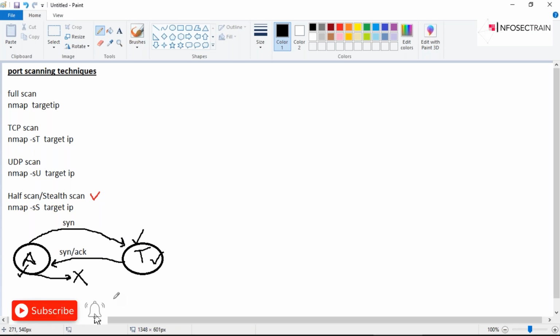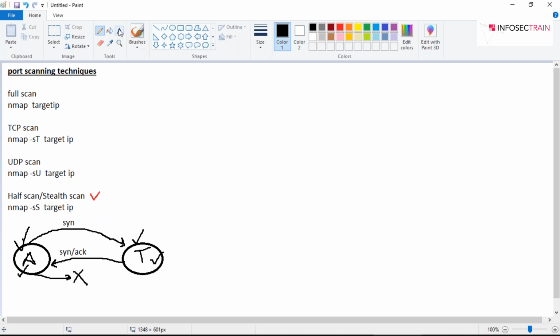Now the benefit of this is that your three-way handshake is not completed, so logs will not be generated. So what can I do? I can spoof the credentials. I can spoof the credentials of this computer easily. Using your credentials, I'll be sending the SYN request. So even if the target machine responds back, it will be responding to you, not to me. So my objective is completed because the target responded, and it responded to someone else. So that cannot be tracked. That's another thing.